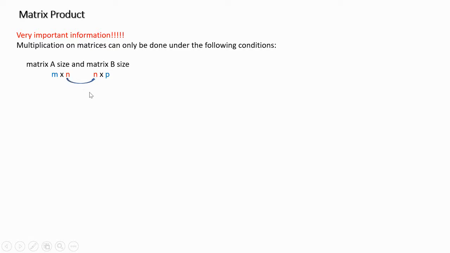numbers, or the inner what's it called? Because these are the rows, right? These are the columns on matrix A, and these are the rows on matrix B. They have to match. So you put the size of matrix A and the size of matrix B, and the two in the middle have to be the same in order for you to do the operation. They must match. The solution will be the outer ones, which would be M times P. So if we were going to multiply these matrices, we could do it because these are the same, and the answer will be an M by P matrix.